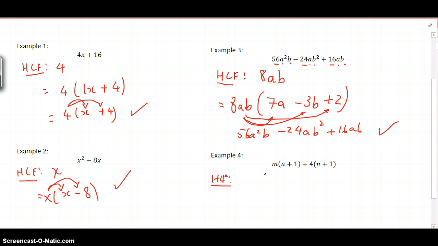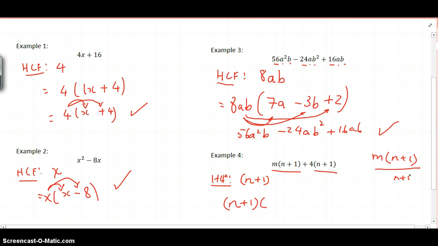Alright, so what is common between the first term and the second term? Well, the commonality between them is that n plus 1. So what do we do once we find the highest common factor? You write that outside the front. And what are you going to write on the inside? Well, let's just have a look. So I'm going to do m(n plus 1), and I'm going to divide that by n plus 1.